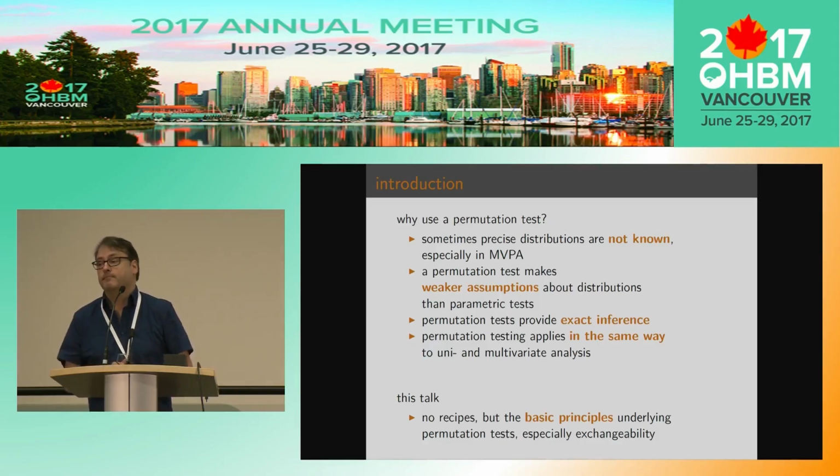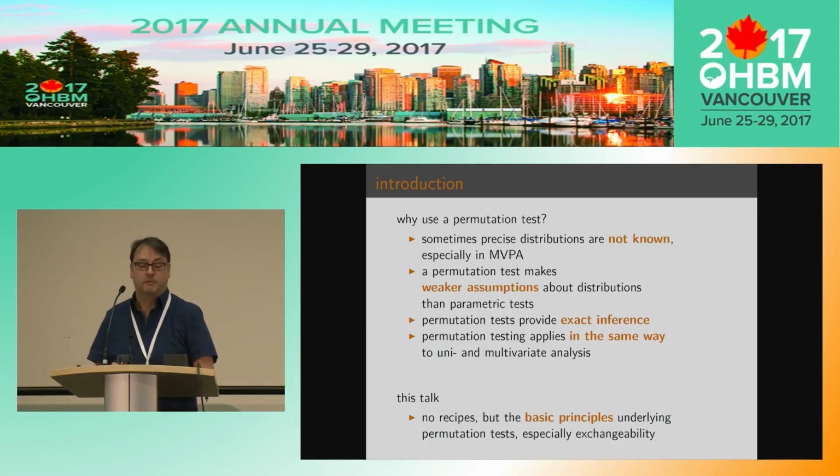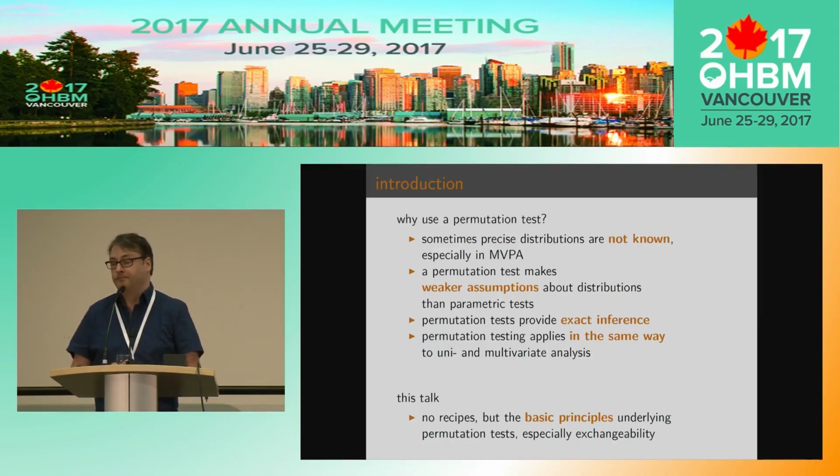So a permutation test makes weaker assumptions about the data, about the distributions, than parametric tests. Also, that is important to realize: it's weaker assumptions. It's not that there are no assumptions. So you still have to be careful that the assumptions of the particular test that you're applying, the specific exchanges that you're doing, are actually warranted. So you have a reasonable null hypothesis.